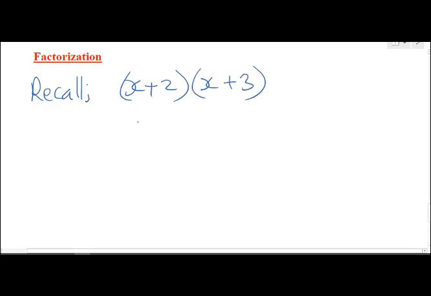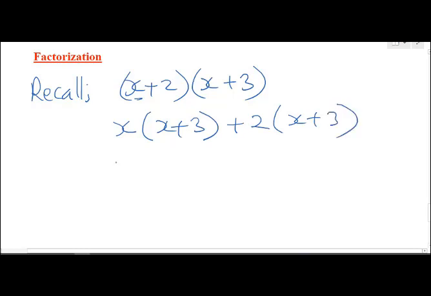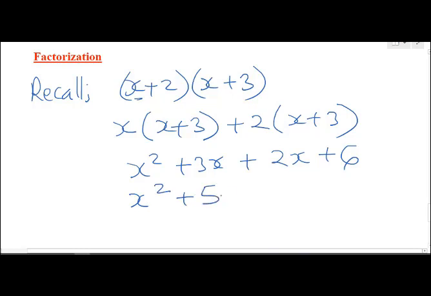We now use the method of factorization in solving quadratic equations, and in this case, we first of all require to remind ourselves of something. If we have x plus 2 into x plus 3, for us to expand this expression, we do the following. We multiply the second bracket by the first term, which gives us x into x plus 3 plus 2 into bracket x plus 3, and this gives us x squared plus 3x plus 2x plus 6. Combining like terms together, we get x squared plus 5x plus 6.